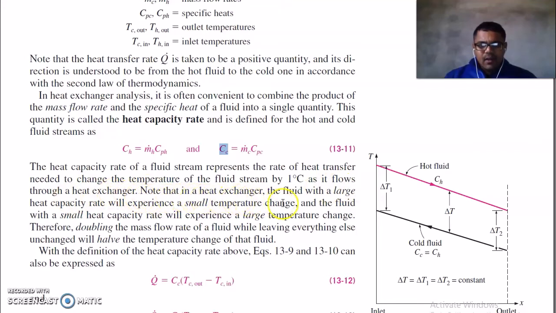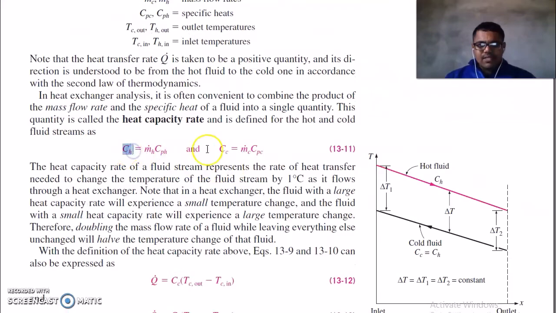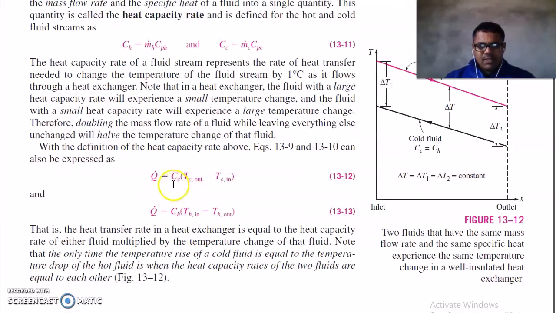Note that in a heat exchanger, the fluid with a large heat capacity rate will experience a small temperature change, and the fluid with a small heat capacity rate will experience a large temperature change. Therefore, doubling the mass rate of a fluid while leaving everything else unchanged will halve the temperature change of the fluid. You can replace this value of Ch and Cc in this equation. We will get this equation here, in terms of heat capacity rate. Now Q is a product of heat capacity rate and temperature difference. So Q is the same because whatever heat is lost by the hot fluid will be gained by the cold fluid. So if Q is the same, the two equations will become equal.